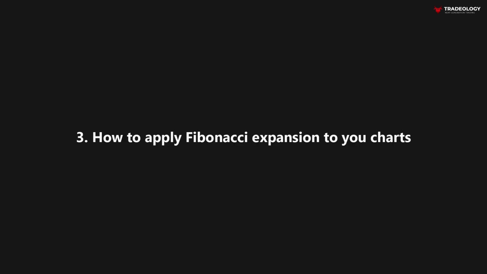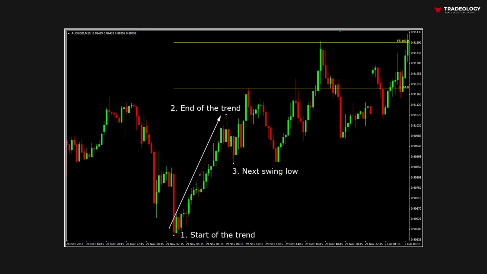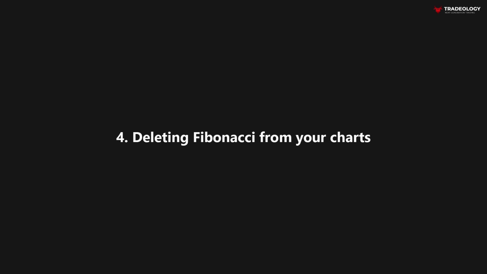Now, let's have a look at how to apply Fibonacci expansion to your charts. On the MT4 platform, go to Insert, Fibonacci Expansion. Once the tool is selected, draw from the start, number 1 of the trend, to the end, number 2 of the trend, just like with Fibonacci retracements. After that, click on the second line that will automatically be drawn and adjust its end to the next swing low or high, point 3.